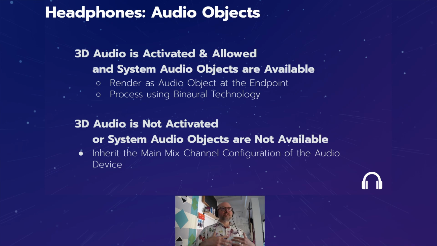But don't worry, because if you're delivering your sounds and you've authored everything for audio objects inside of Wwise, but 3D audio is not activated, or at some point you've reached your maximum system audio objects available on your platform, these audio objects will get mixed into the main mix channel configuration that's inherited by the audio device. So you're making these discrete choices about sounds that you do want to preserve to the endpoint when that binaural functionality is activated.